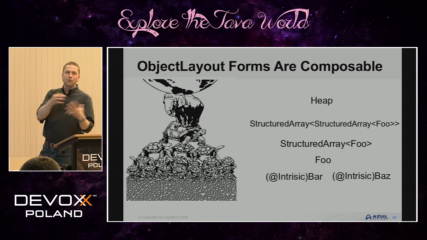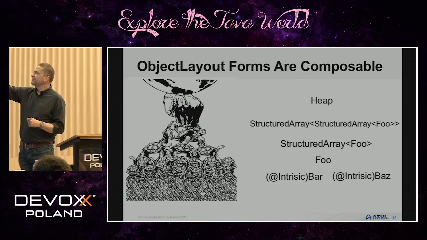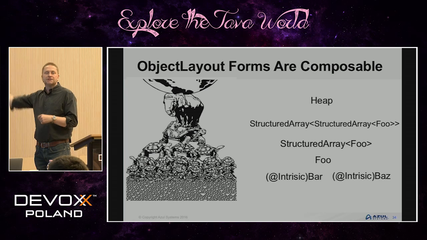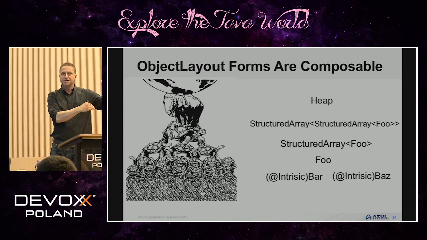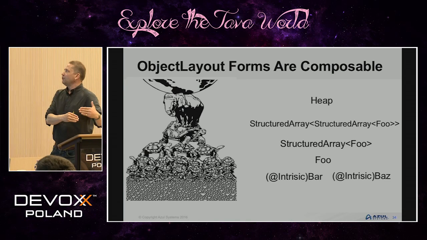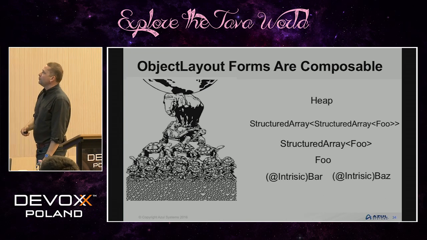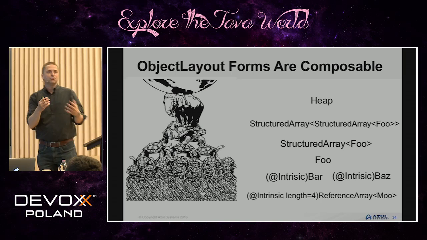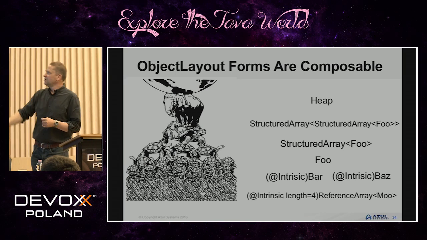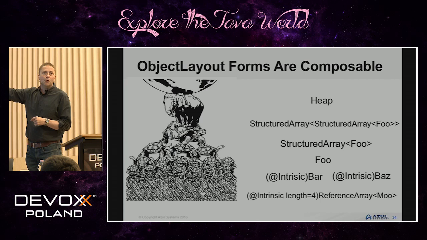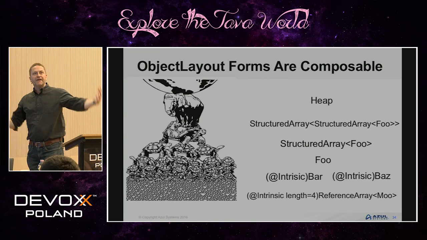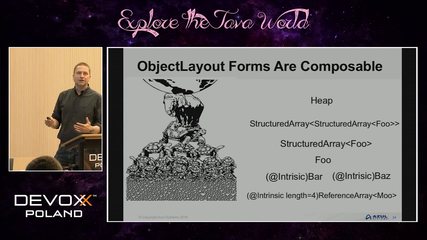So we could have a struct within a struct. So we could intrinsify a bar object and a baz object so that we get this idea of putting the baz and the bar object after the foo object. And then we can even say, okay, let's have an intrinsic array at the end of that, which will be a reference type array of type mu. And we can put all that together. Everything will be treated as a single object.